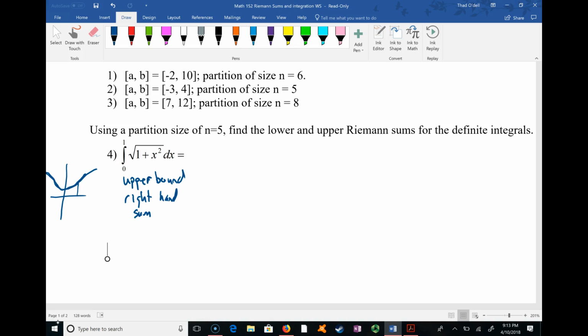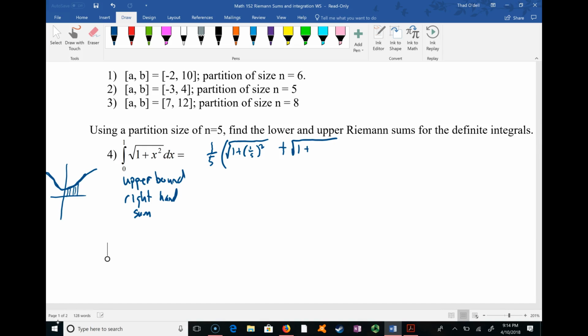So we'd start off by taking the interval from 0 to 1, which is 1, divided by 5. So that means each one of the partitions, I didn't draw this big enough, but 1, 2, 3, 4, 5, yeah, there's 5 of them. So each one of the partitions is 1/5 long. And then on the inside, we're going to have the square root of 1 plus, and since we're doing right-hand sums, that'd be 1/5 squared. So that'd be the first height.